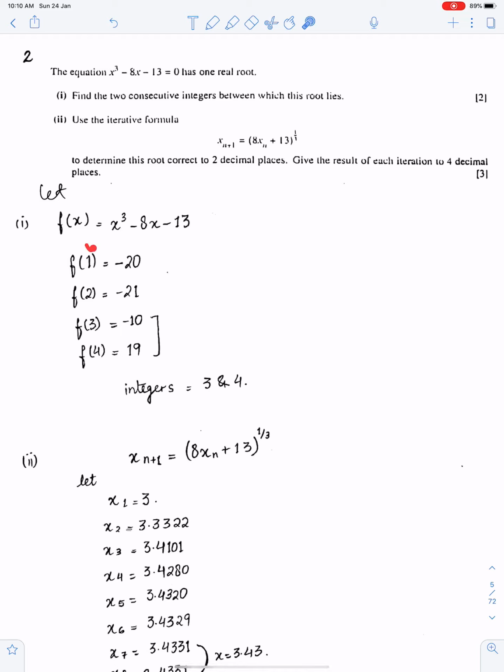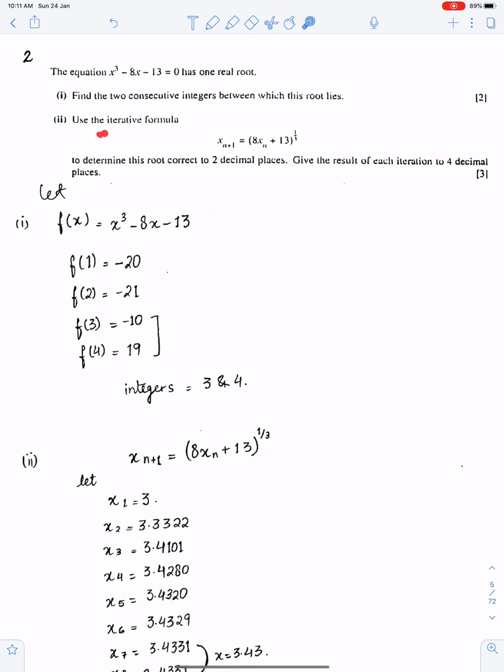First, start with 1. Try 1. Then 2, 3, 4, 5. You have to repeat the process until f of x changes its sign. As soon as f of x starts changing its sign, stop the process and get the required integers. The required integers are 3 and 4 because f of 3 is negative and f of 4 is positive. That means the root of f of x lies between these two integers. So you have to use the trial and error method for this type of question.